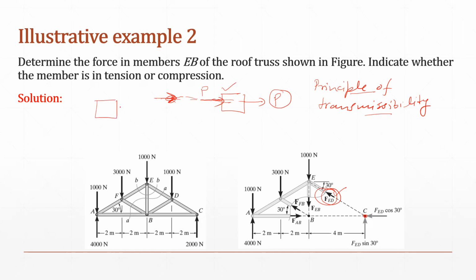So if this body is subjected to force P, we can apply the same force at this point, which will be along the same line of action. So that is the principle of transmissibility. That is what I have done here. The line of action of FED is passing along point C.